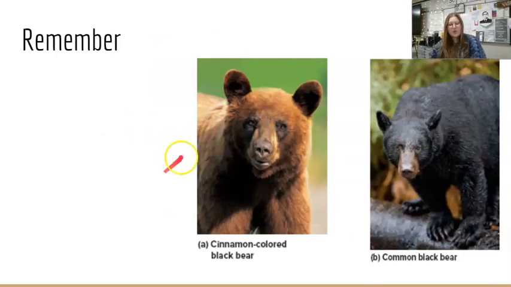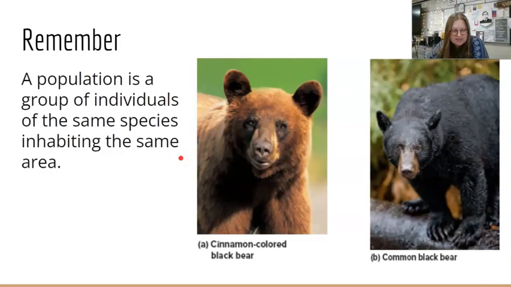All right, so a brief reminder from a previous lesson. We talked about levels of organization in ecosystems, and one of the things that we talked about was populations. A population is a group of individuals of the same species inhabiting the same area. So they are all the same exact species, they can breed, live together, all of that.